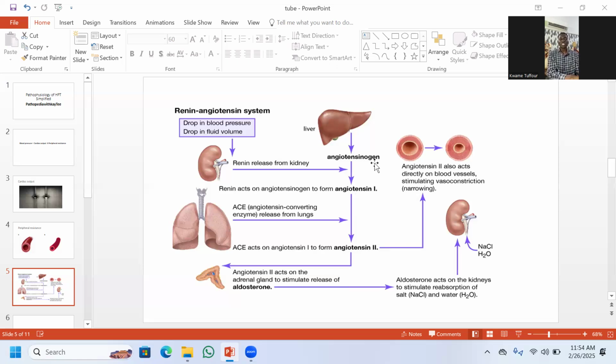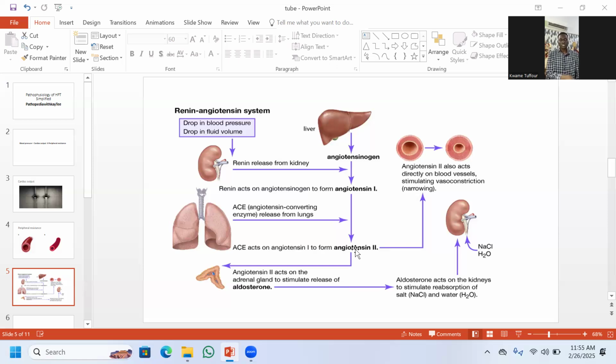But once the kidneys are able to release renin, renin is able to convert this angiotensinogen from its inactive form into angiotensin 1. Of course, we are expecting angiotensin 1 to be active. However, it is not so active. The most active form is angiotensin 2. So after renin converts angiotensinogen to angiotensin 1, the lungs will release an enzyme called angiotensin converting enzyme, that is ACE, to convert this angiotensin 1 into angiotensin 2. This is the most active form that we are looking for.